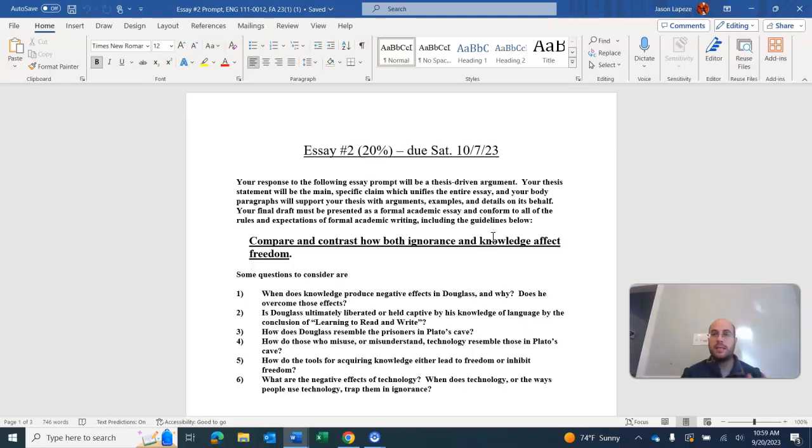So something I realized in your essay number 1s, and something I want to remind you about, is how to formulate a thesis statement and what makes a good thesis statement. For our purposes, it's pretty much as simple as a direct, specific response to the essay prompt. So if I'm asking you to compare and contrast how ignorance and knowledge affect freedom, a very acceptable, fine thesis statement would be something along the lines of, while ignorance affects freedom by blank, comma, knowledge affects freedom by blank.